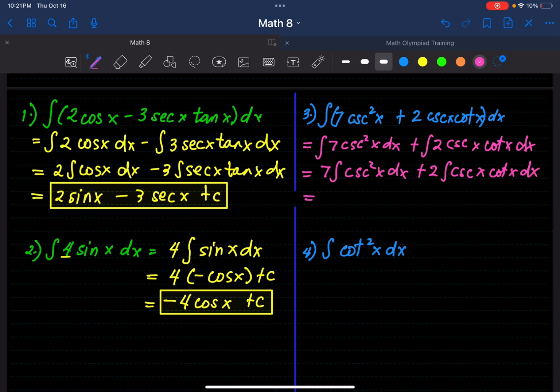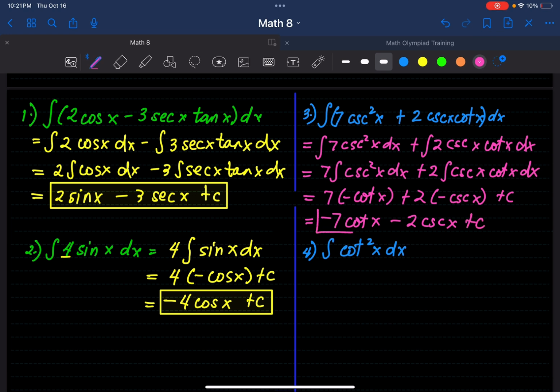And what is the integral of cosecant squared x dx? That is negative cotangent x plus 2 integral of cosecant x cotangent x, which is negative cosecant x plus c. Then simplify, so we have negative 7 cotangent x minus 2 cosecant x plus c. And this is the answer for number 3.